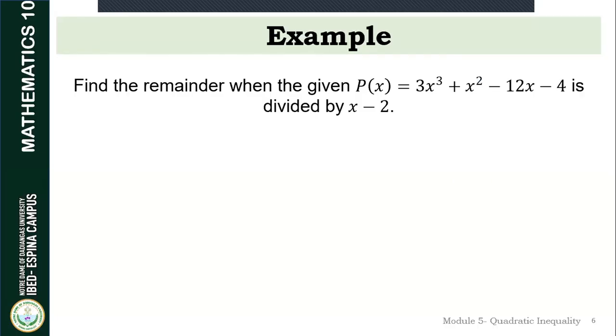Okay, so this time we'll proceed with our second example. Find the remainder when the given p of x is equal to 3x cubed plus x squared minus 12x minus 4 is divided by x minus 2. So this time, I would like you to pause for a while and click the play button once you're done solving to confirm whether your answers are correct.